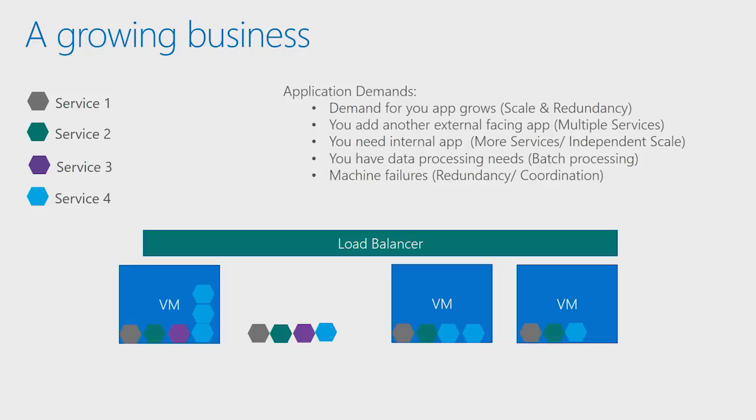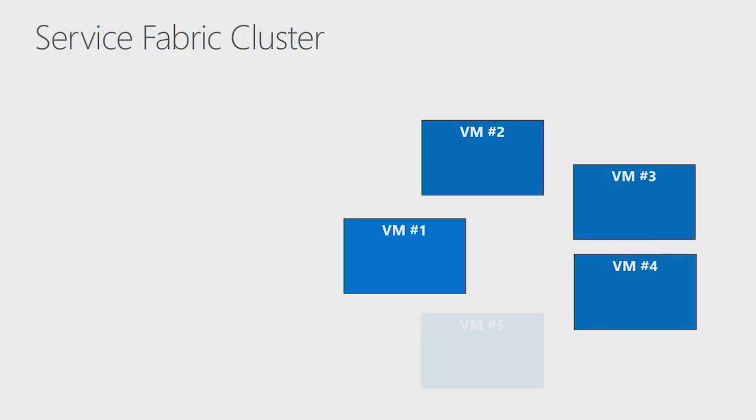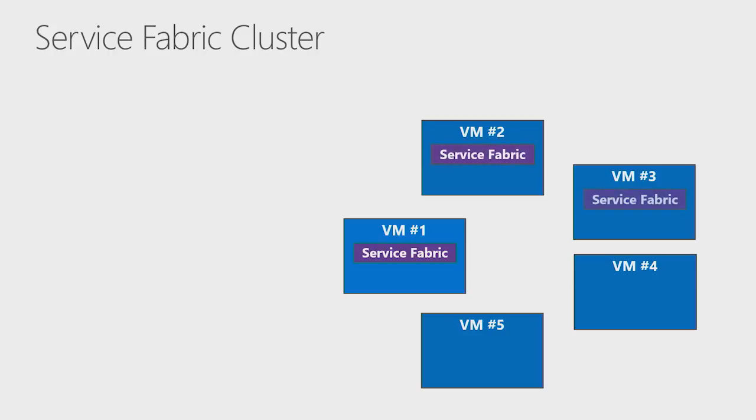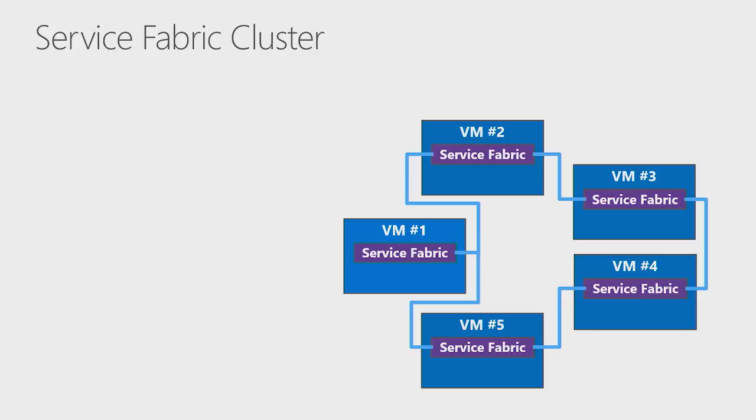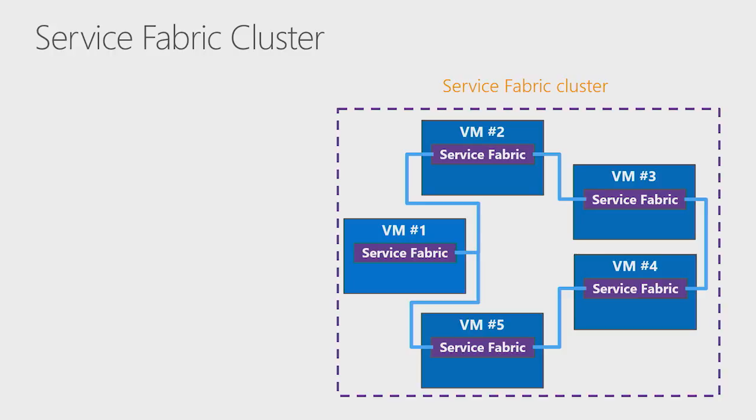So this is where Service Fabric really comes into play as a platform. In the Service Fabric world, we take our VMs, we install Service Fabric on each one of those, and then Service Fabric is able to communicate amongst the different machines in our cluster and know all the different parameters, the CPU and memory and what is available on those machines. And that comprises our Service Fabric cluster.